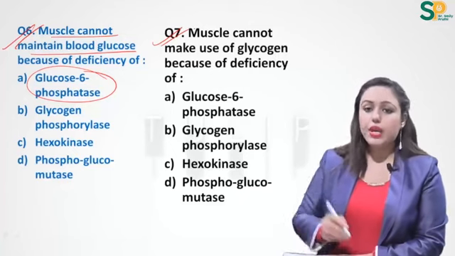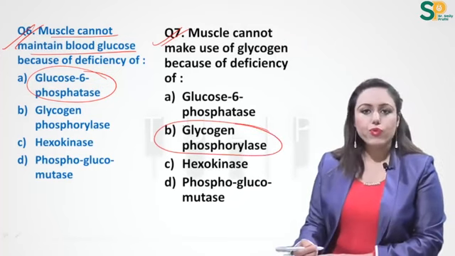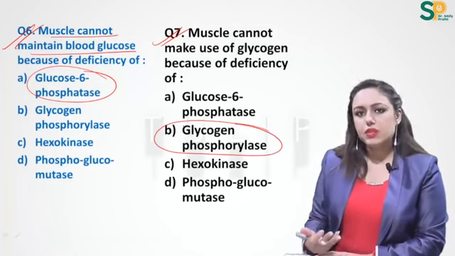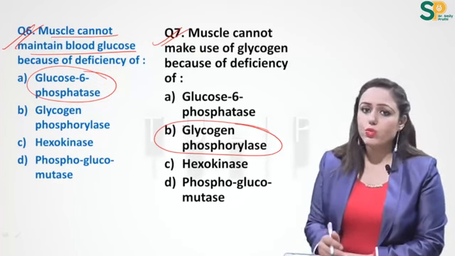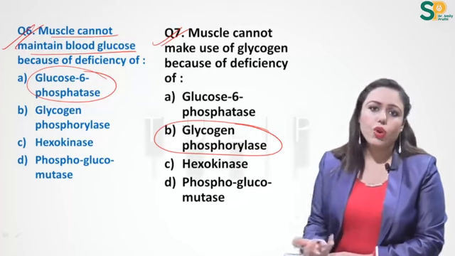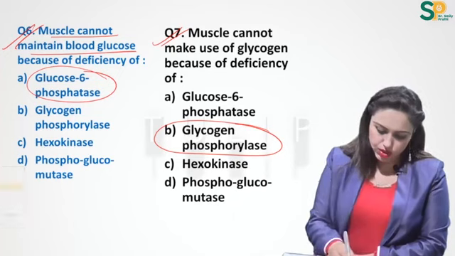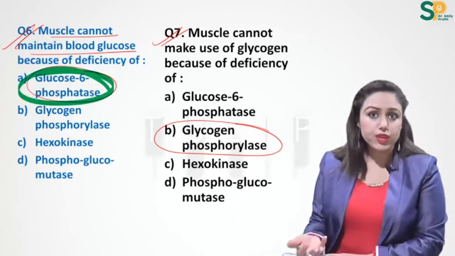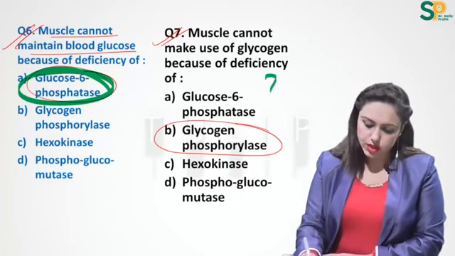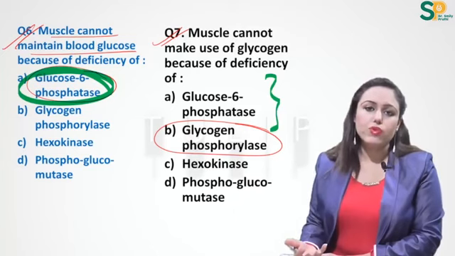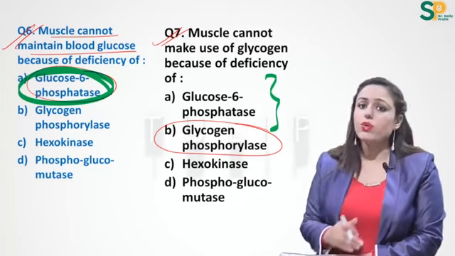Muscle cannot make use of glycogen because of deficiency of which enzyme? Now the answer will be glycogen phosphorylase, right? Because muscles cannot make use of glycogen if the very first rate limiting enzyme of glycogen breakdown is not there. The normal situation is that muscles don't have glucose 6-phosphatase, but they can make use of their glycogen. So this is an abnormal situation, that muscles cannot make use of glycogen if the very first rate limiting enzyme of glycogen breakdown is not there. Okay.